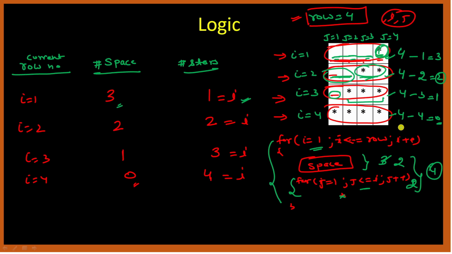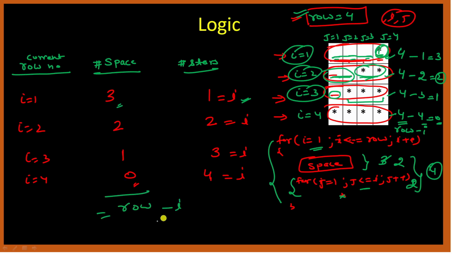So can you tell me the general formula? This 4 is the number of rows given by the user. If row is 4, then in each row the width is 4. So this is row, minus the number of stars in each row, which is controlled by the I variable. So the number of spaces, the general formula, is row minus I. This is the general formula to print the space. Like here the limit is I, here the limit should be controlled by row minus I.